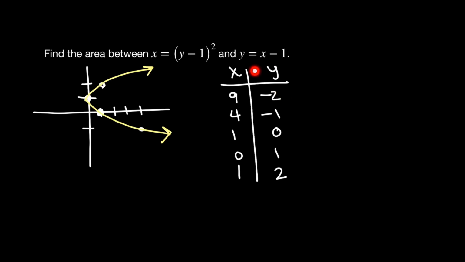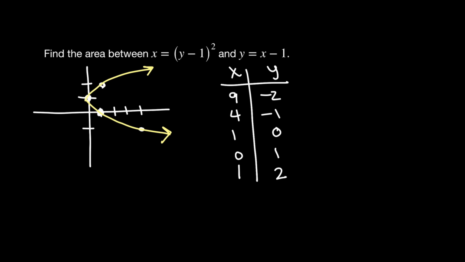If y is -2, -2 minus 1 is -3. -3 squared is 9. If y is -1, -1 minus 1 is -2. We square it, we get 4, etc. And then I went ahead and plotted these points. I decided not to plot the point 9, -2, because that was just off the graph paper I had. So I started with the point 4, -1. So x is 4, y is -1. And then I plotted the points 1, 0, then 0, 1, and 1, 2.